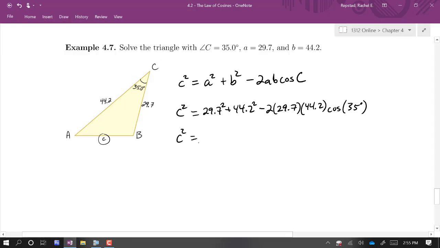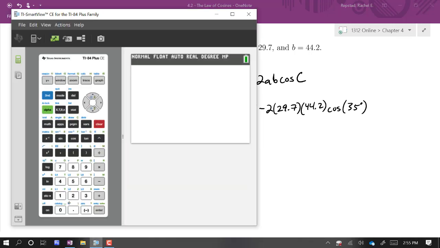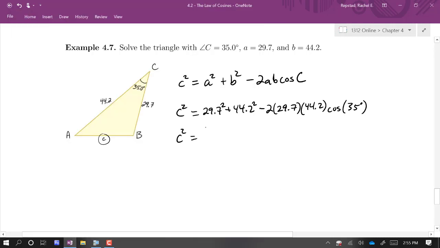If you like, we can figure out what this is equal to first and then take the square root. So 29.7 squared plus 44.2 squared minus 2 times 29.7 times 44.2 times cosine of 35 degrees. We get 685.0627.